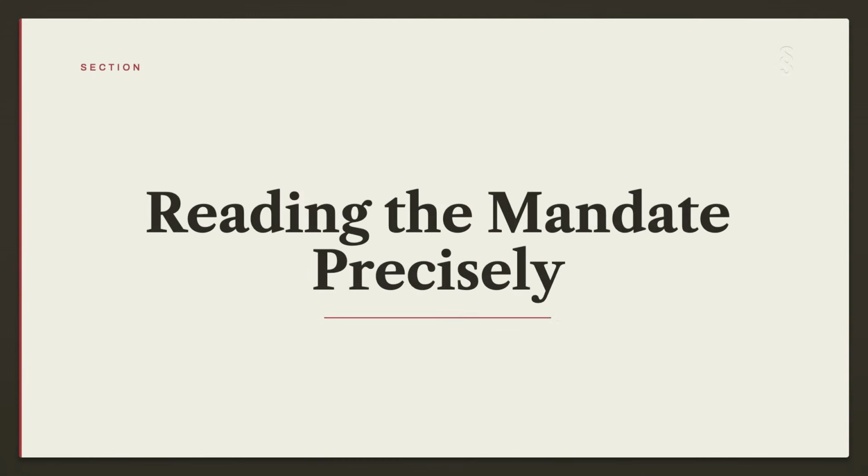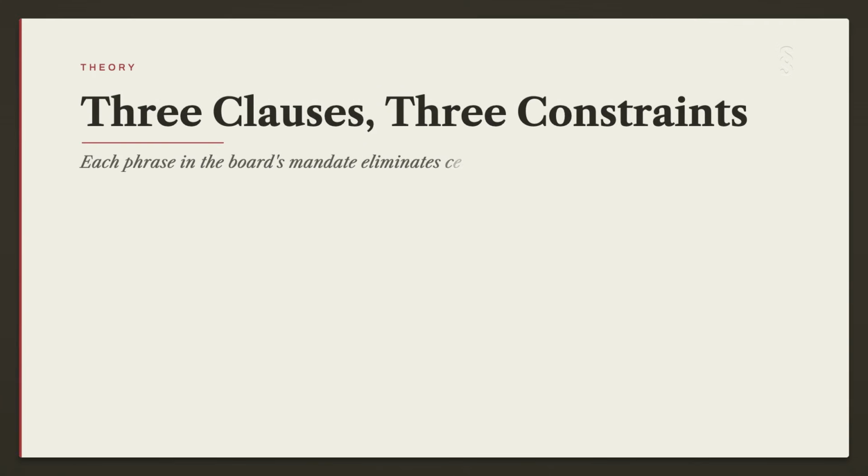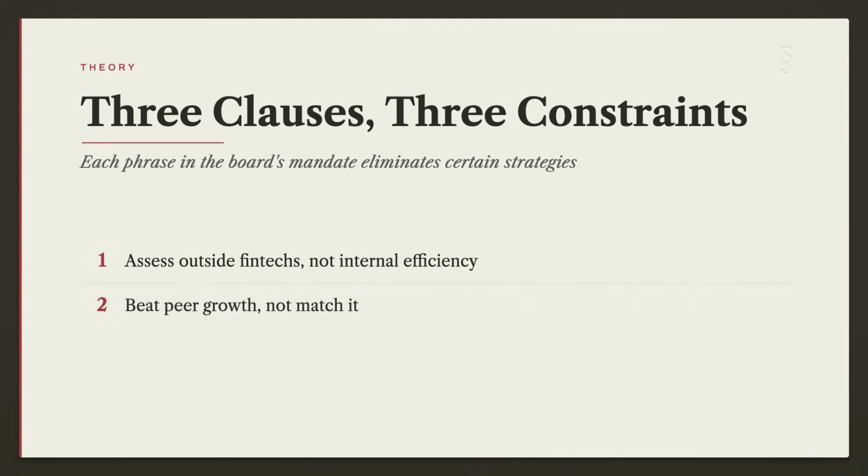Every clause in Sarah Miller's mandate as CEO of CredSmart Bank is doing real work, and reading each one carefully is what makes this exercise solvable. The first clause rules out defending the status quo, demanding an outside assessment of fintechs. The second rules out adequacy, since matching peer growth isn't enough.